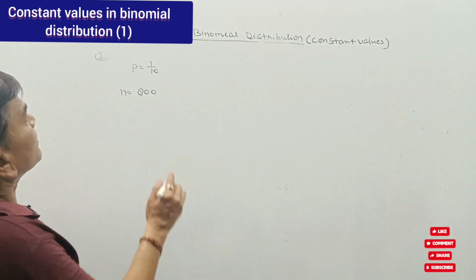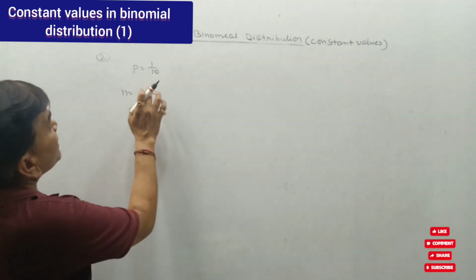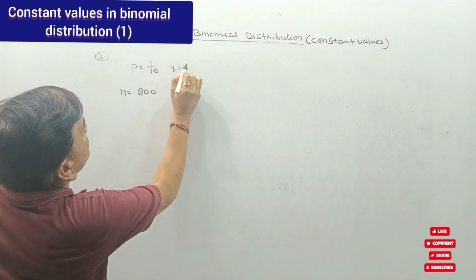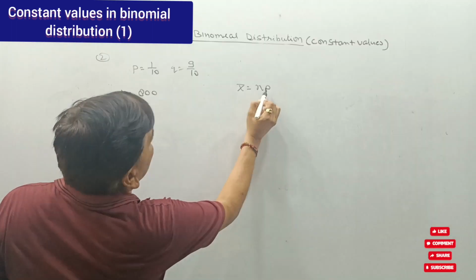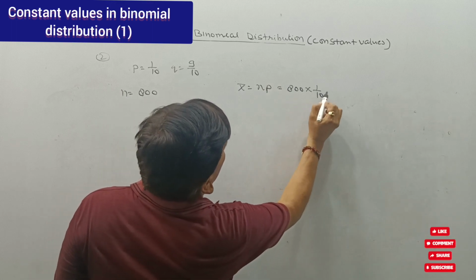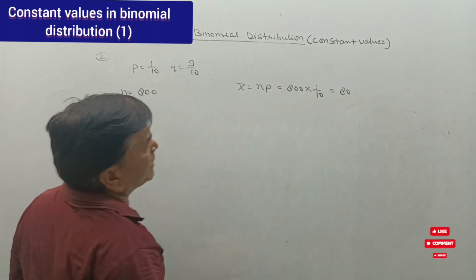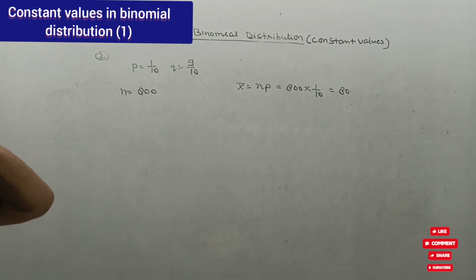If the company has packing of 800 screws in a box, find the arithmetic mean of the defective screws, standard deviation, variance, measures of skewness and measures of kurtosis for that. So here n value is 800, p value is 1 by 10 and q value is 9 upon 10. So the arithmetic mean is equal to np. So that is 800 multiplied by 1 by 10. So the arithmetic mean will be 80.